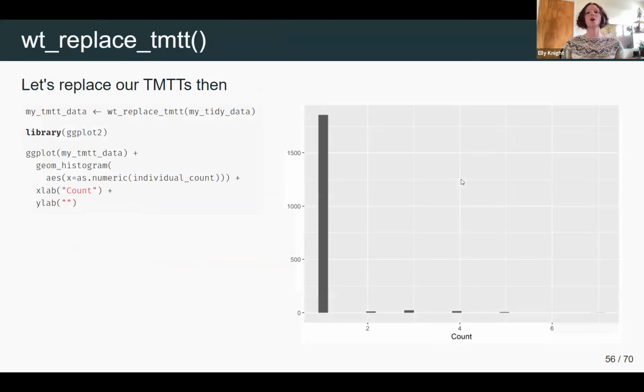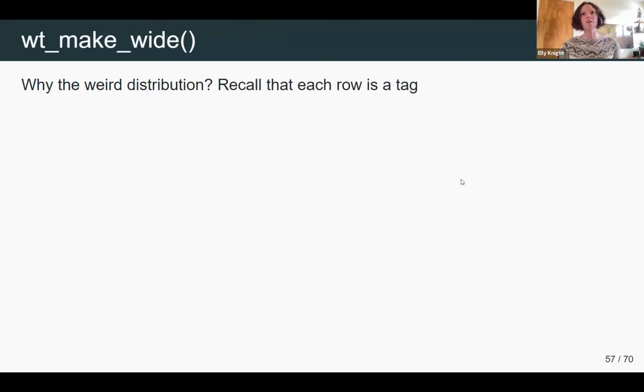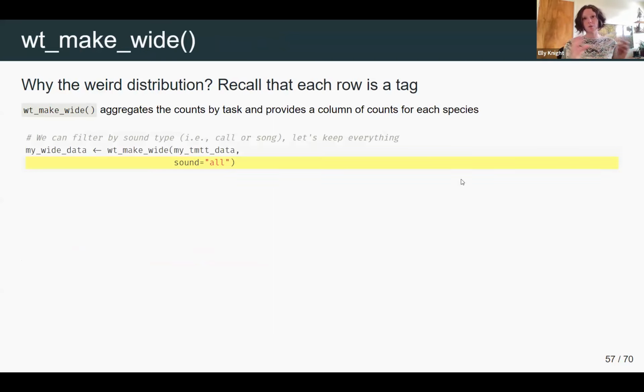And so what does our distribution of counts look like now? Okay, well, that's great. We've got integers now, but this distribution looks kind of funny. Well, recall that each row is a tag. And so to actually get to abundance for each species in each task, we need to use the make wide function. So make wide aggregates the counts by task and species and provides a column of counts for each species. So each row becomes a task, and then you've got the metadata at the front of the object, and then you've got a column for each species with count in each column. And so we can do that.